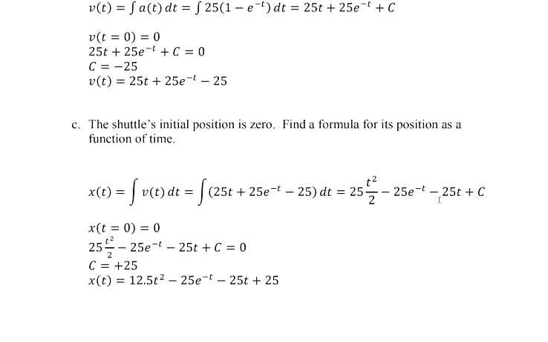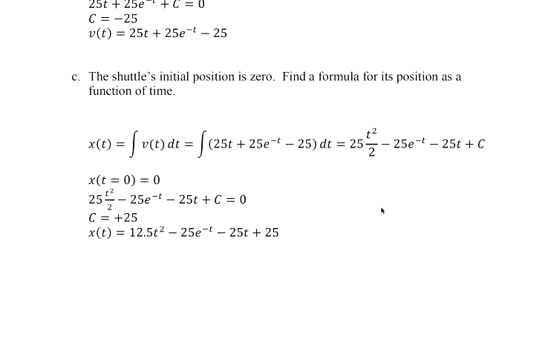Part C, the shuttle's initial position is 0. Find a formula for its position as a function of time. So I integrated the velocity. I have a plus constant. I use the initial condition to solve for the constant.